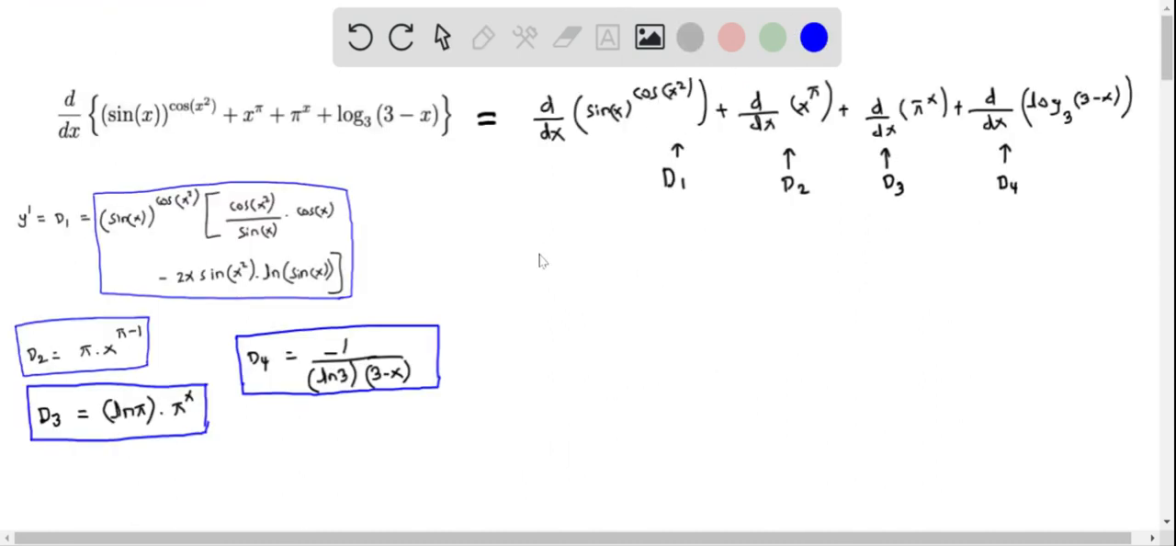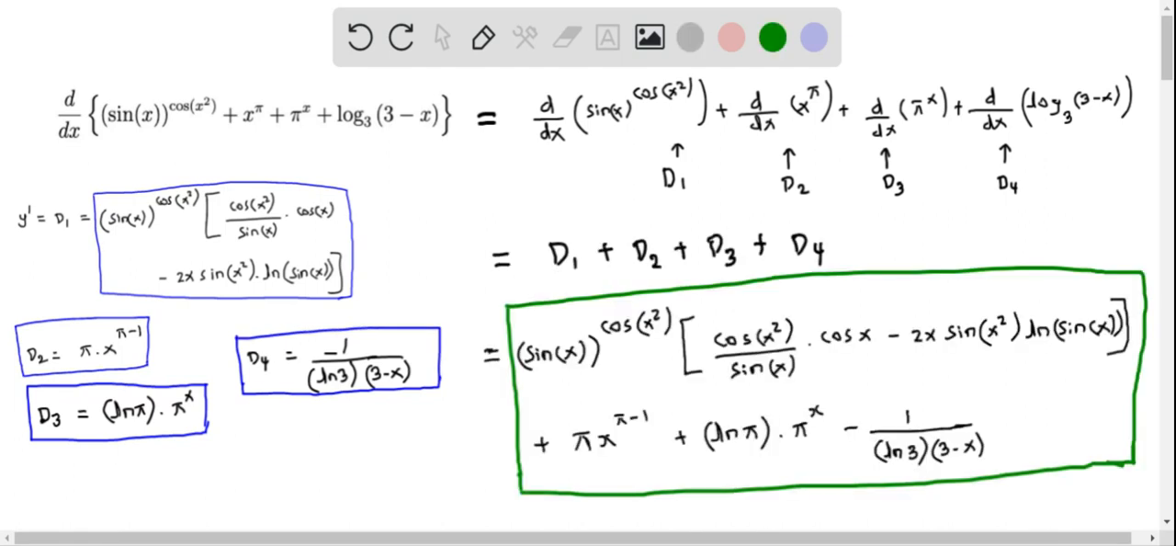So now we have found all the expressions D1, D2, D3, and D4. That is the derivative of the four expressions. We just have to add them together to find the derivative of the given expression. So this is basically equivalent to D1 plus D2 plus D3 plus D4. So here I have added all the four expressions, that is D1, D2, D3, and D4. So this expression, which is a little bit lengthy, is basically the derivative of the given expression.